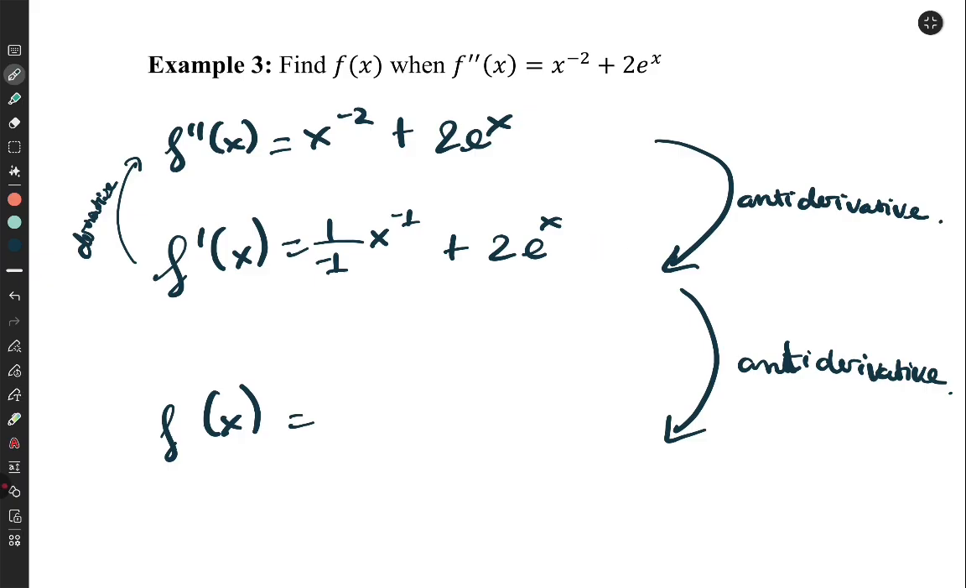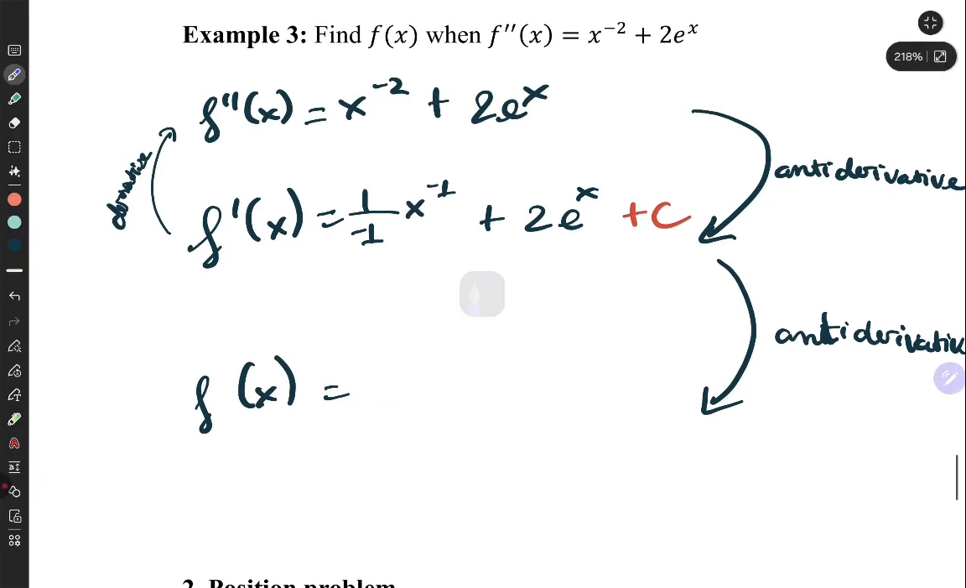But I'm going to use another color for that plus c. Okay. Next, one more time. That is negative 1, the special case. That is 1 over x, right? Because if you use this formula again, you're going to have 1 over 0, which you don't want. That is the special case. You're going to have natural log, and for the antiderivative, don't forget the absolute value.